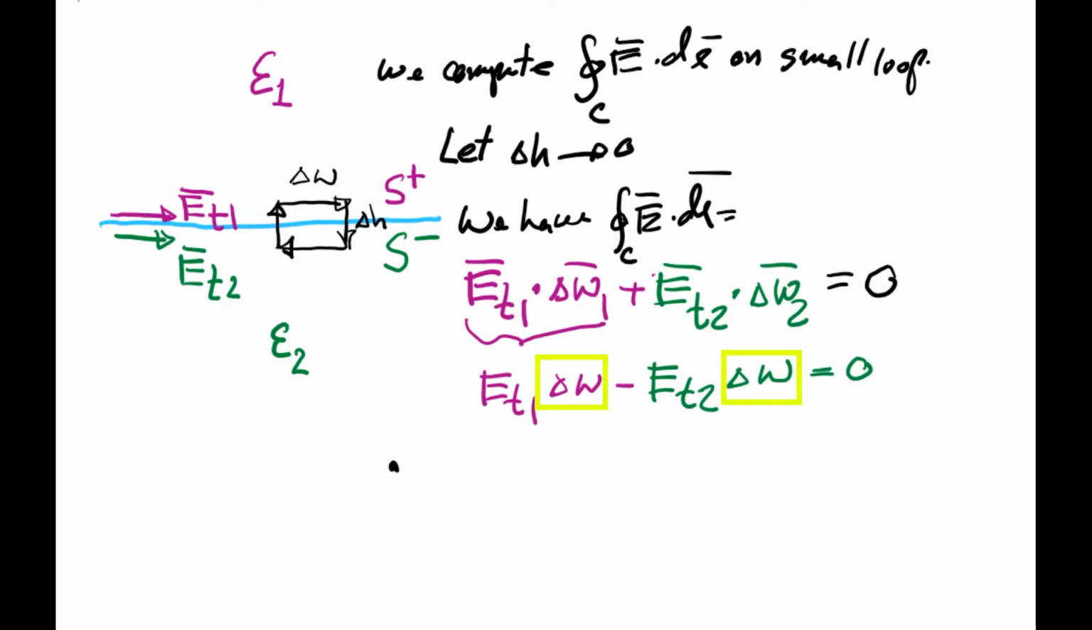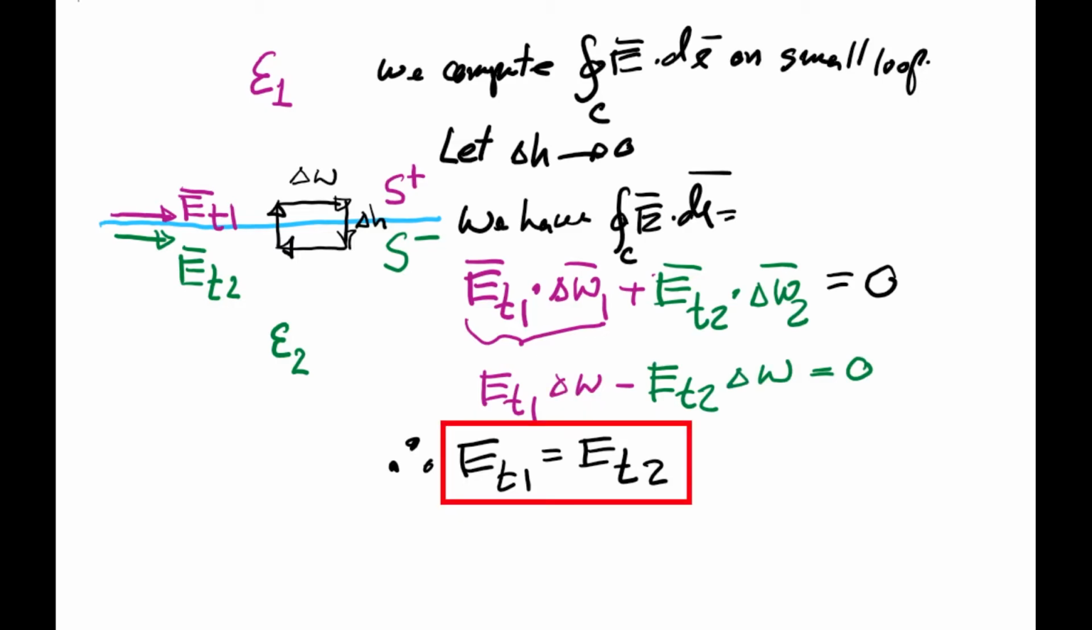The length delta W of the path is small, but it's not 0. We can conclude that E_t1 subtract E_t2 is 0, or E_t1 equals E_t2, or the tangential component of the electric field must be continuous across the interface.